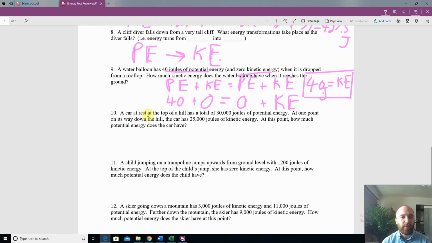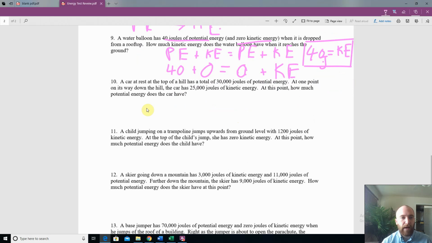10. A car at rest at the top of a hill has a total of 30,000 joules of potential energy. At one point, on its way down the hill, the car has 25,000 joules of kinetic energy. At this point, how much potential does the car have? Alright, again, for this conservation of energy, we have an equation. PE plus KE before, meaning probably at the top of the hill, before it rolls down, is equal to PE plus KE.